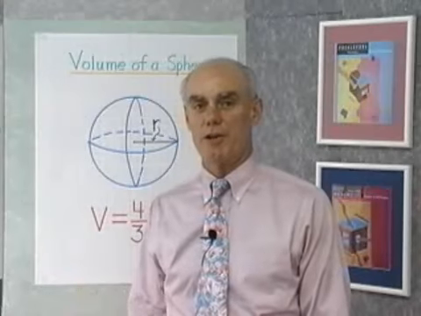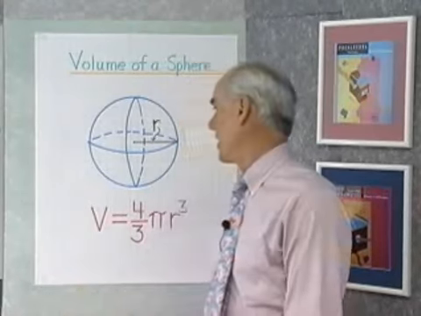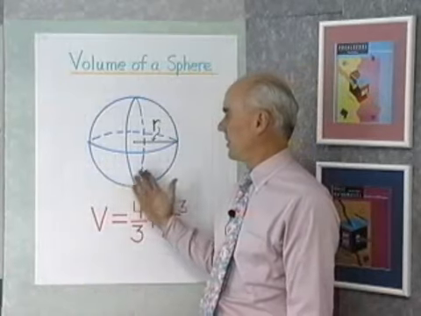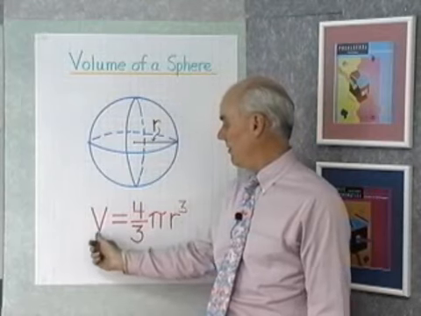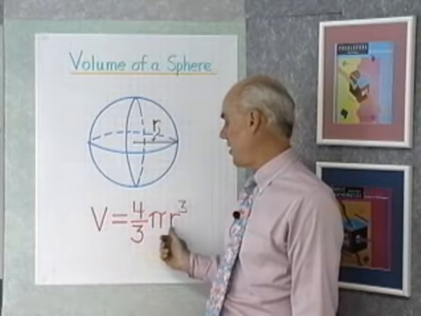Over here on the board, I've written another formula that involves the number pi. It's the formula for the volume of a sphere. It's the capacity of a sphere, like if you were to have a ball or something. The volume is 4/3 times pi r cubed.